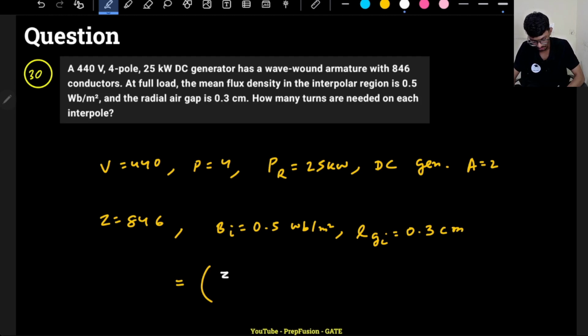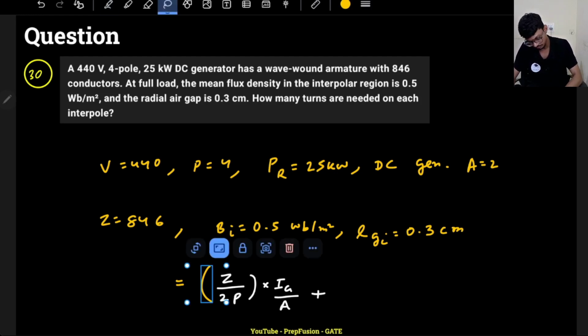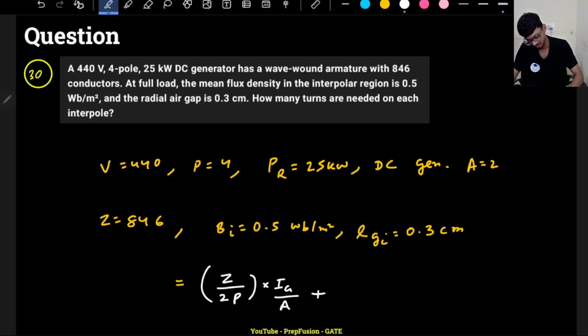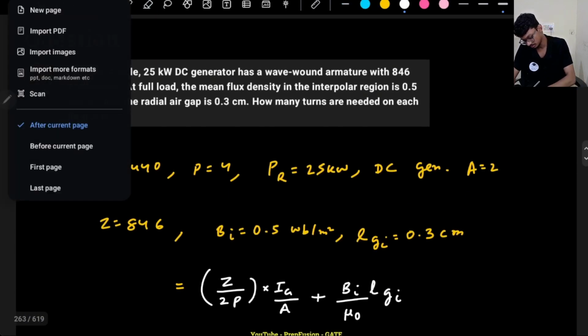armature reaction, that is Z upon 2p into Ia by capital A, plus the interpolar region mmf, because there are no compensating windings. So overall I have to compensate the ampere turns due to the armature reaction plus the interpolar region q axis, that is also due to the armature reaction only. So this is equal to Bi divided by mu naught into Lgi. Okay, so from here I can directly find out the values.